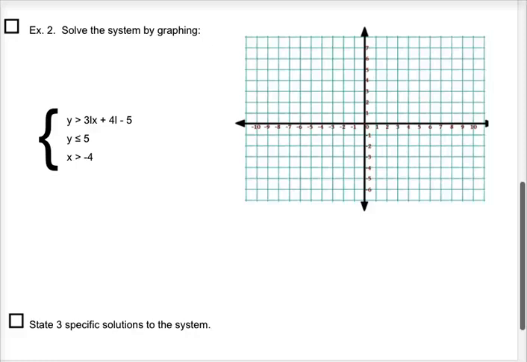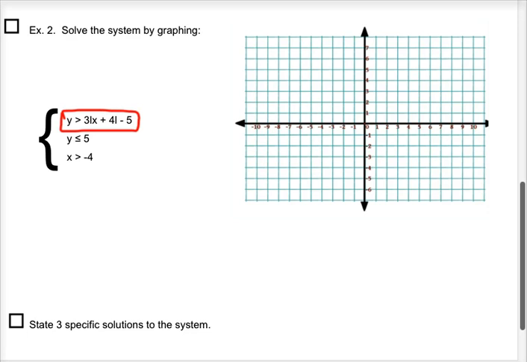Now, for this, I'm going to start with this one in red. So y is greater than the absolute value of x plus 3 minus 5. All right, now remember, absolute value. So to graph these, first we have to find that vertex.